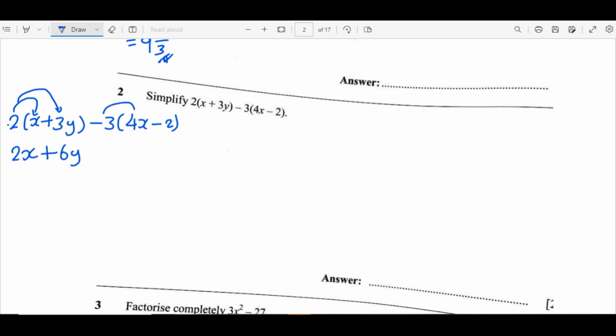We move on to this part. Negative 3 times positive 4 will give us negative, 3 times 4 is 12x. Negative 3 times negative 2 will give us positive 6. Do we have like terms? Yes, we have like terms. 2x minus 12x. We collect the like terms.